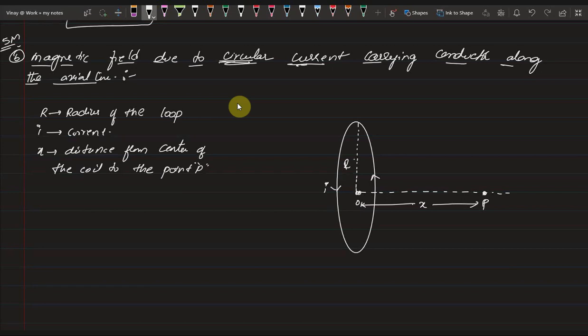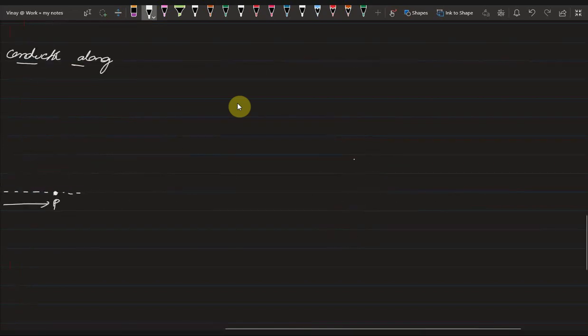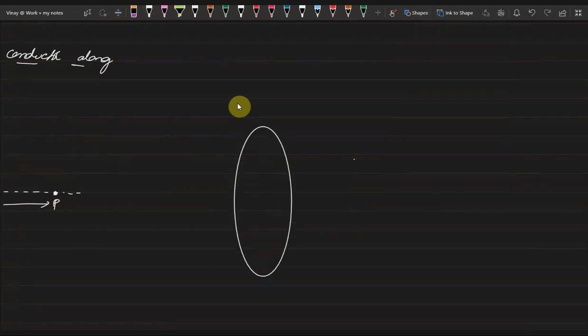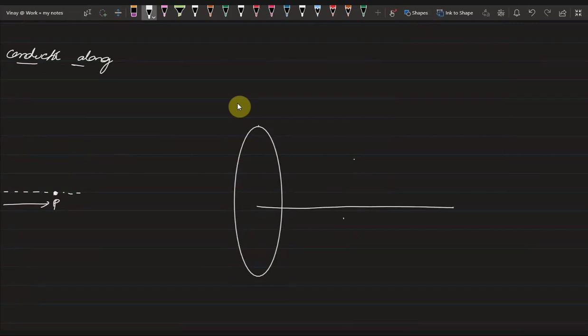Please remember, this concept is a bit different to understand, that I will explain now. Just see. Let us suppose this is the current carrying loop, this is the axial line, and this is the radius. Now, I will imagine a small length on this conductor. I will take the small length as dl. Do you understand this point?